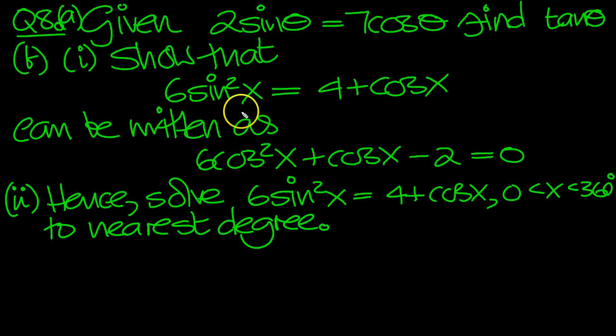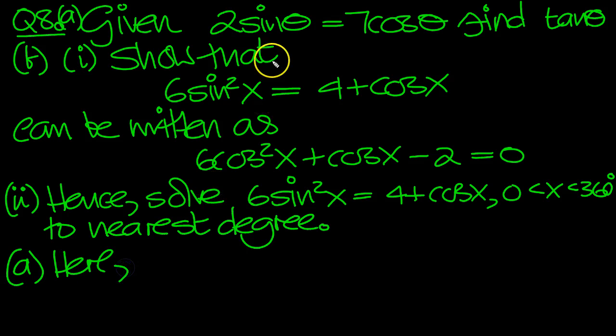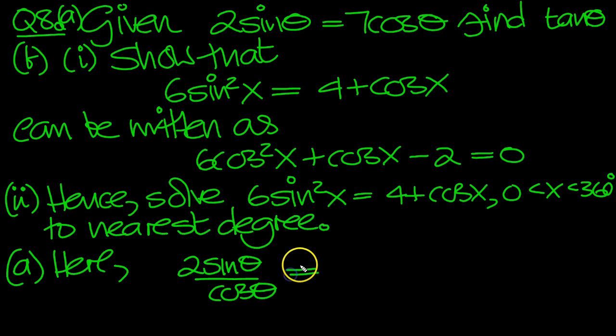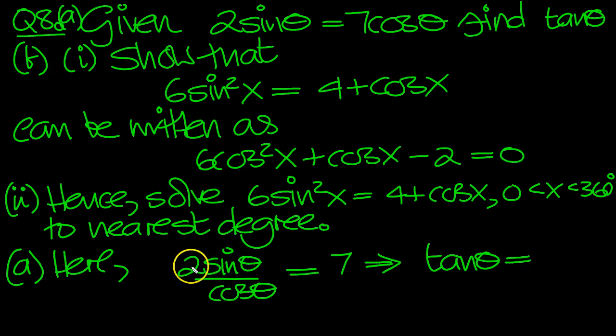Okay, let's have a little look at this then. So find tan theta here. So part A. So here, 2 sine theta, move the cosine theta from times to divide, equals 7. So that tells us that tan theta is equal to, move the 2 from times down to divide, sine over cos is tan, 7 over 2. So there's tan theta.